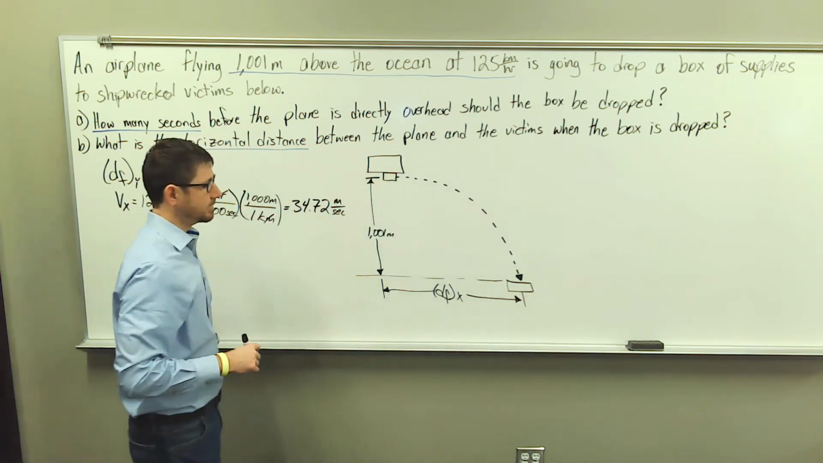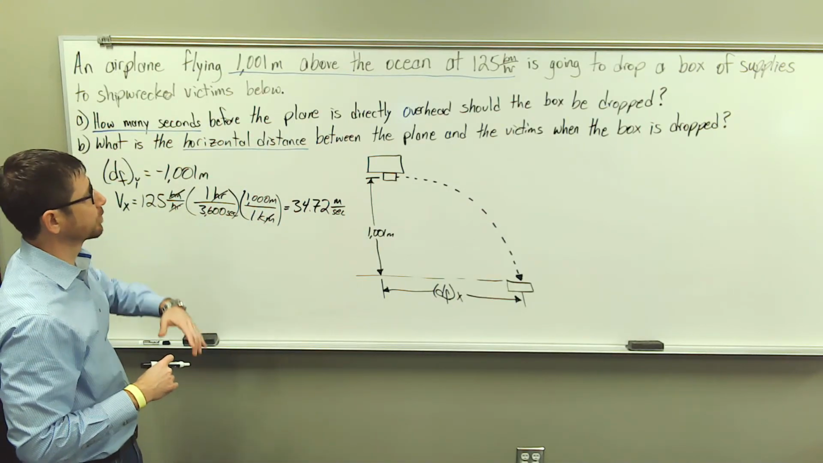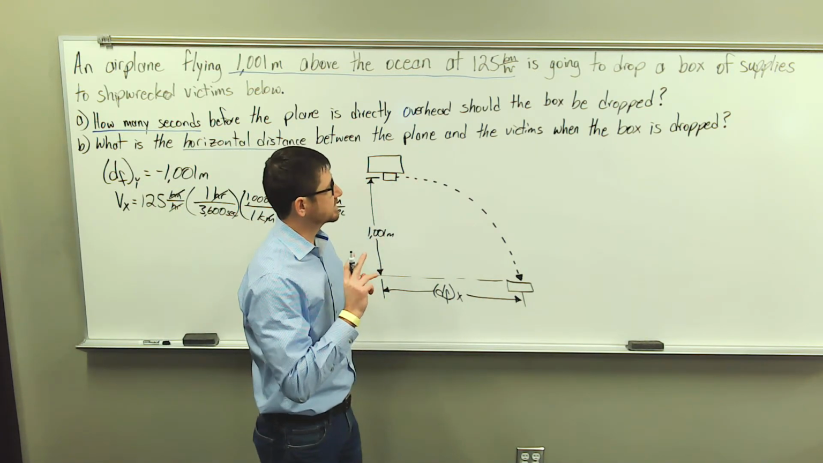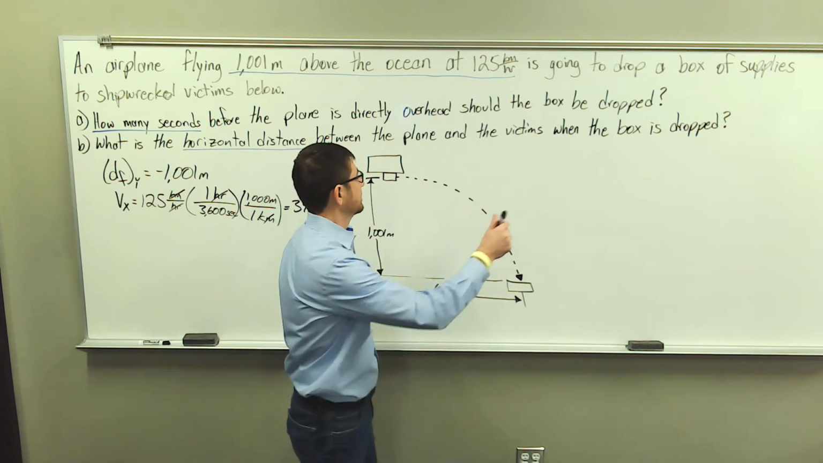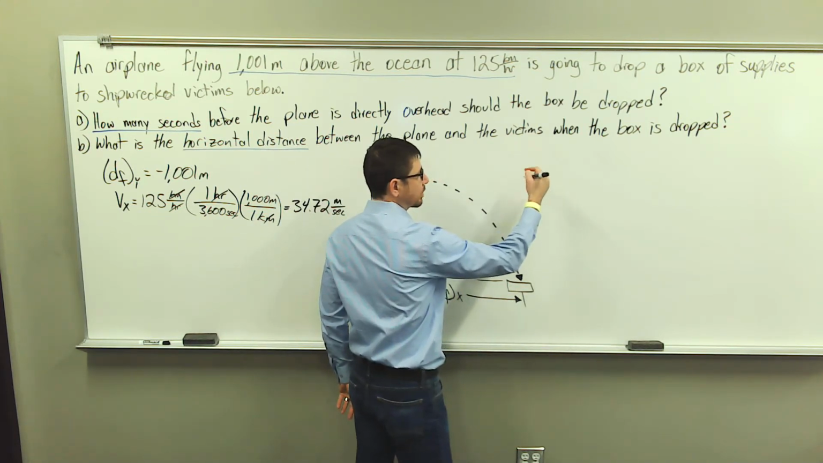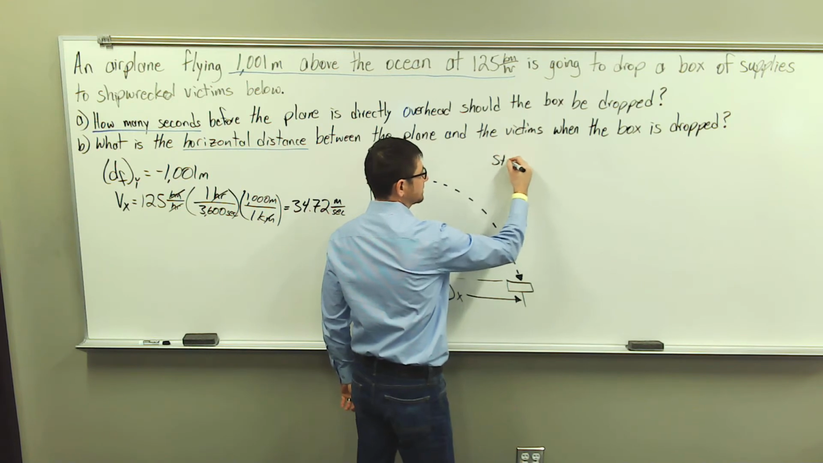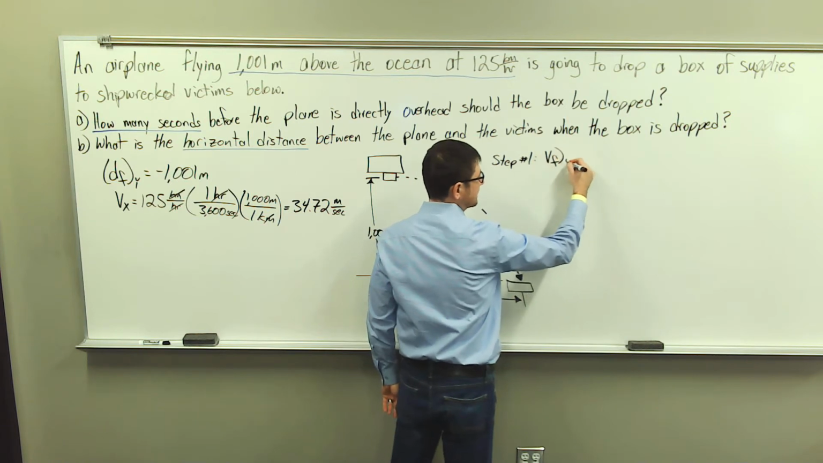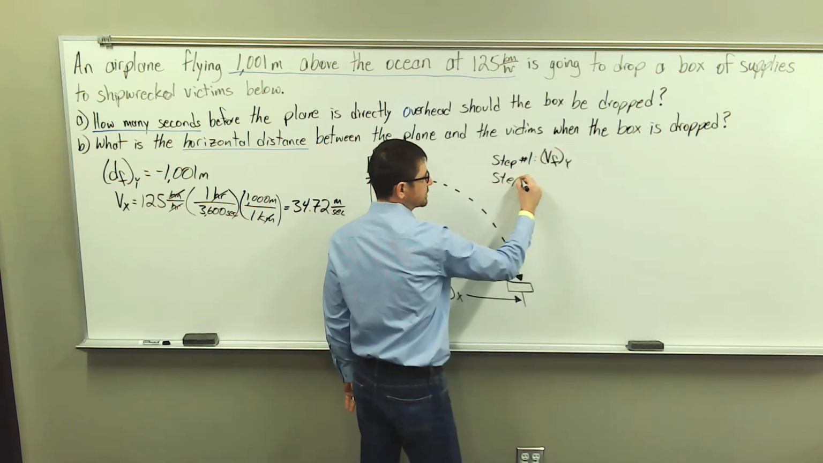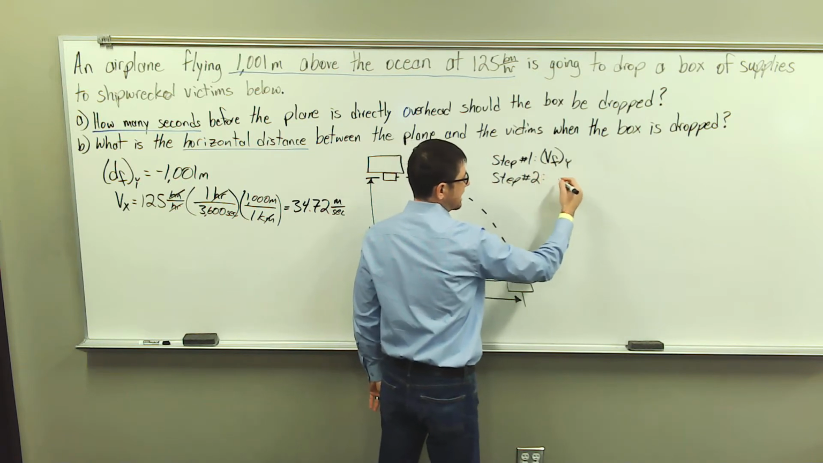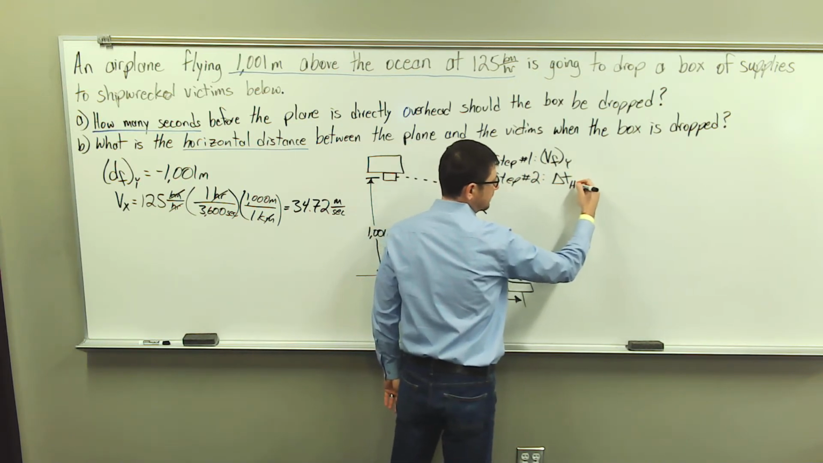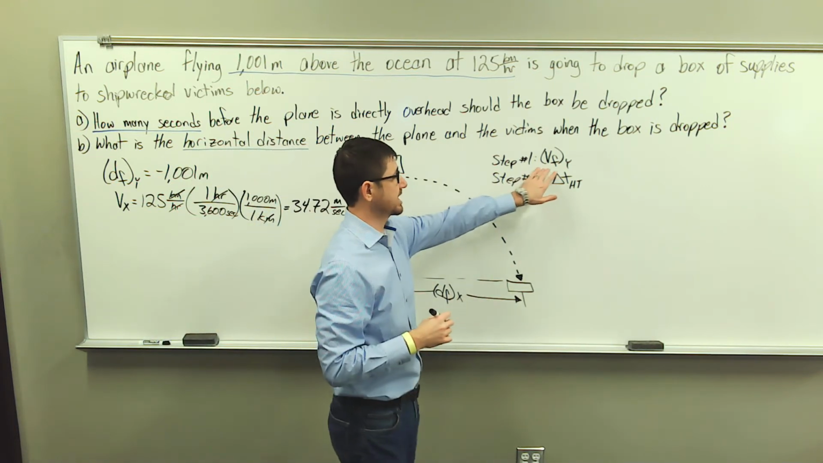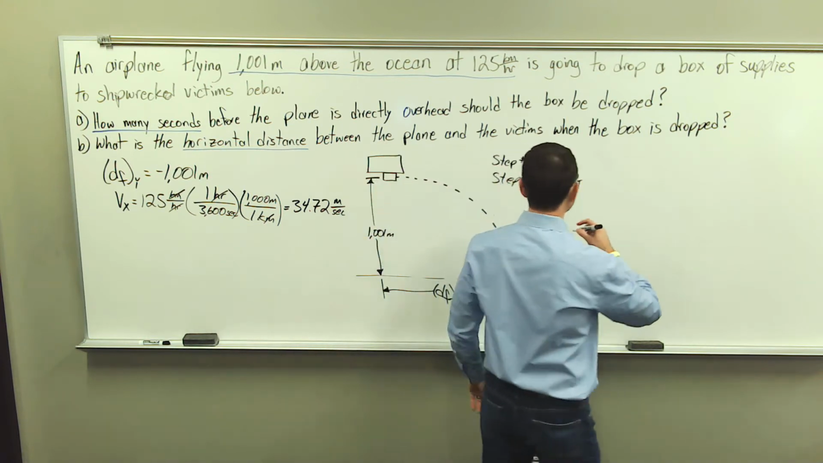Okay, so for part A, how many seconds before the plane is directly overhead should the box be dropped? So step number 1 is going to be for us to calculate the velocity in the y direction. So step 1 is going to be calculate the final velocity in the y direction. And then step number 2 is going to be for us to calculate delta t. And I'm going to use the subscript ht to hit the target. Okay? So step 1 right here, we're going to use the base equation.